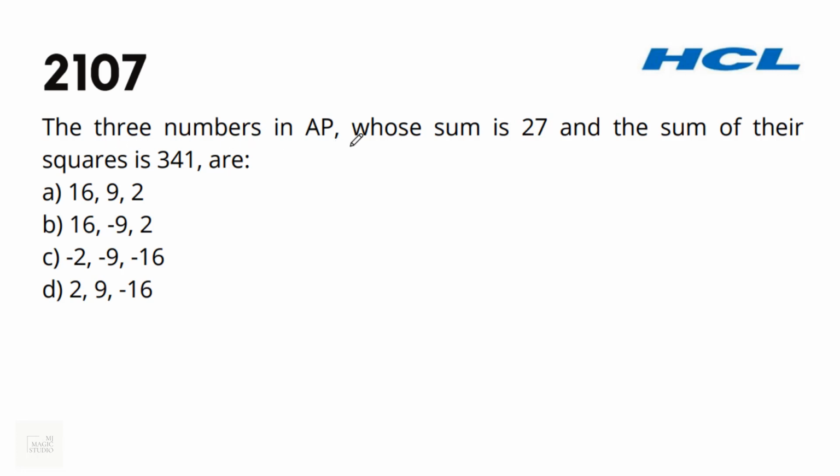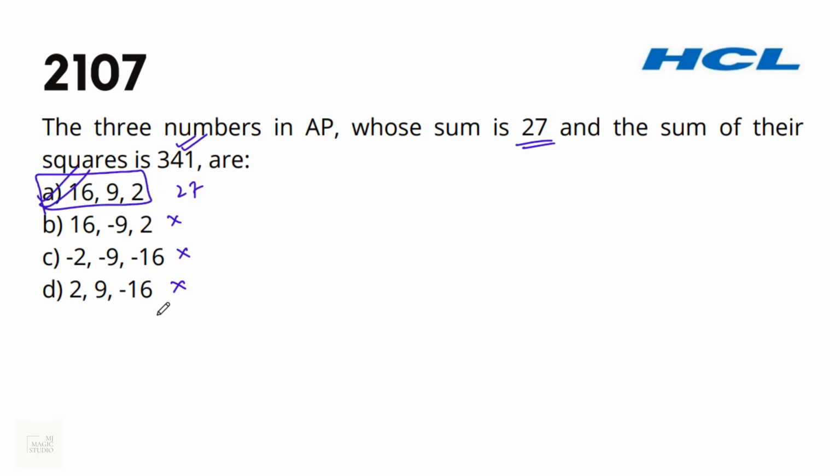The three numbers in AP whose sum is 27 and sum of their squares is 341. Now, these kind of questions should always be tackled with the help of options, isn't it? The sum of these three numbers should be 27. 16, 9, 2 gives 27. This is not 27, this is negative 27, and this is not 27. The only option left is 16, 9, and 2.